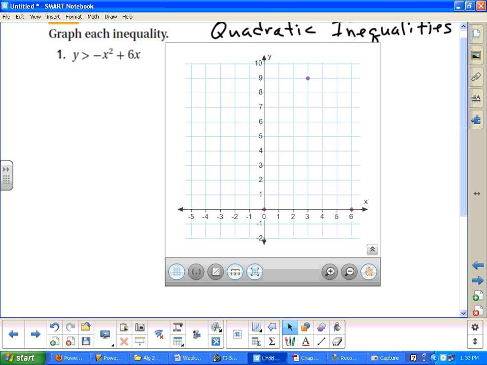Okay, because the graph is symmetric. So if it's over 3 from the axis of symmetry, then it would be 3 the other way from the axis of symmetry.